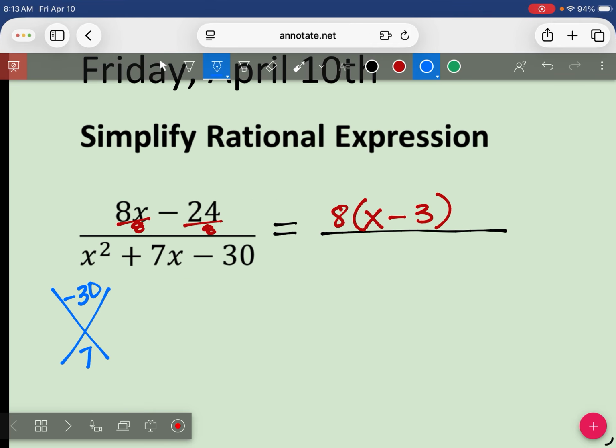Numbers that multiply to negative 30 and add to positive 7. What did you come up with? Negative 3 and 10. Good. So I'm going to put an x minus 3 and an x plus 10.